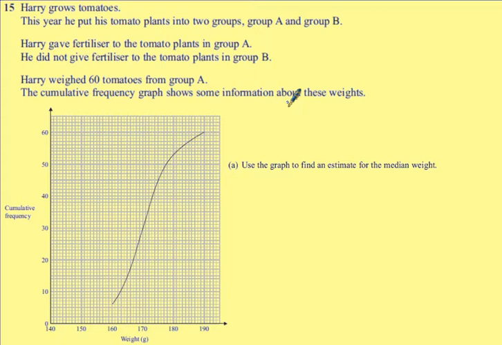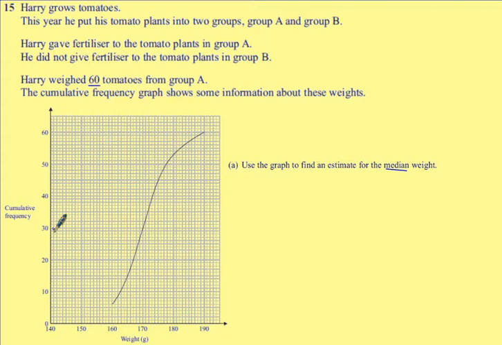Here we have it. The first question that we have is to use the graph to find an estimate for the median weight. Now the median weight is the middle weight, and that's the middle weight when everything is in order. Now we know that he weighed 60 tomatoes. So the middle tomato is going to be tomato number 30.